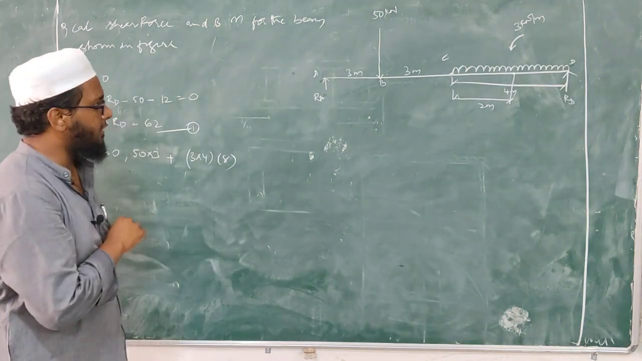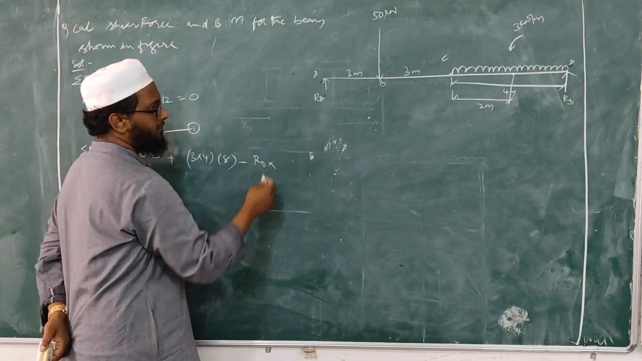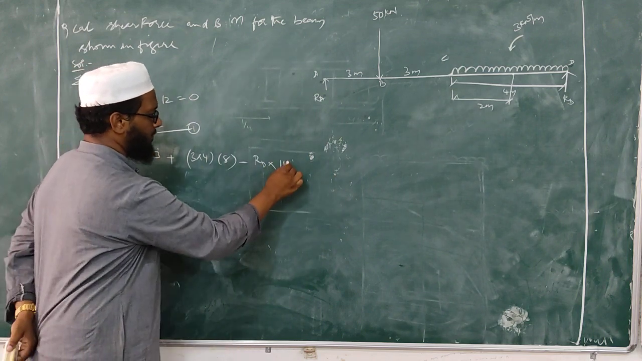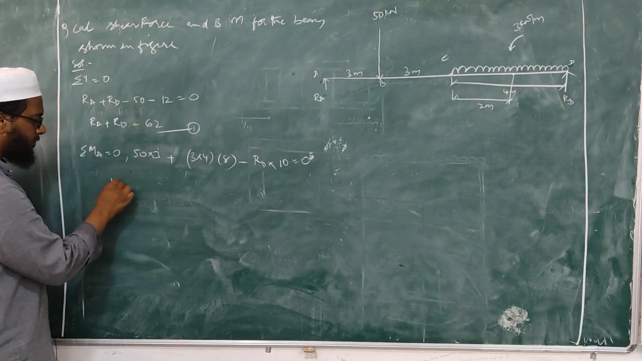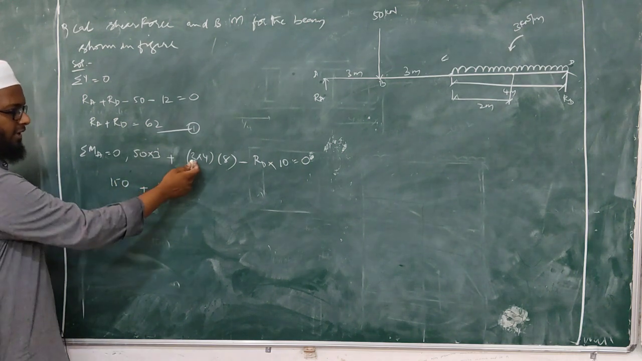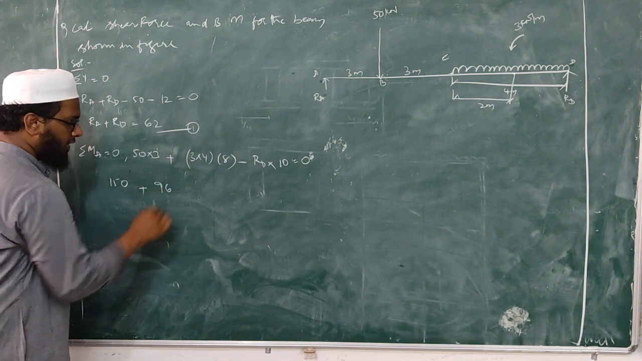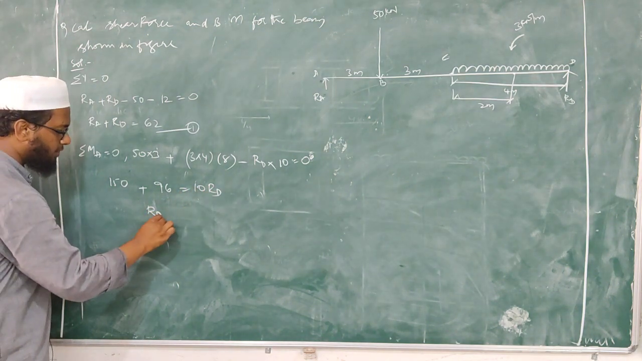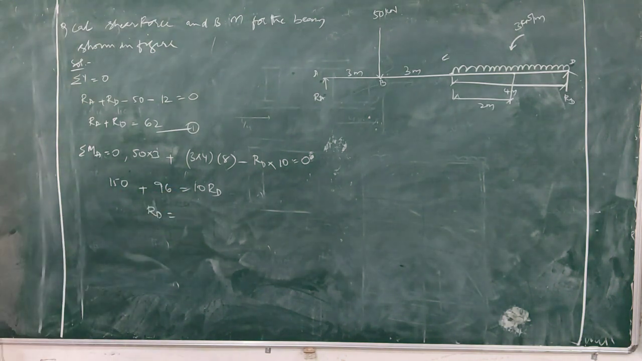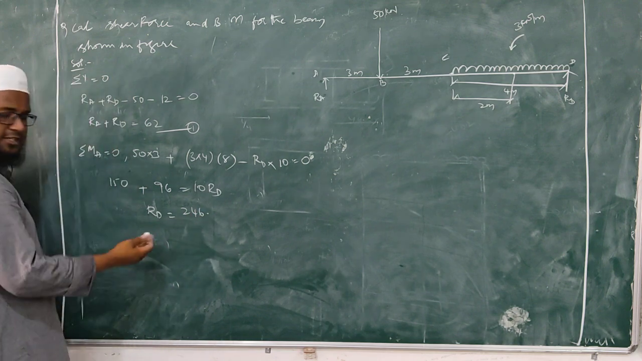Into 8, isn't it? What about another one? Minus RD into how much? 10, is equal to 0. So now 50 into 3 is 150 plus 3 4s are 12, 12 8s are 96. 96 is equal to 10 RD, I can write, isn't it? So what about RD now? 150 plus 96 divided by 10? 246 by 10. Okay.